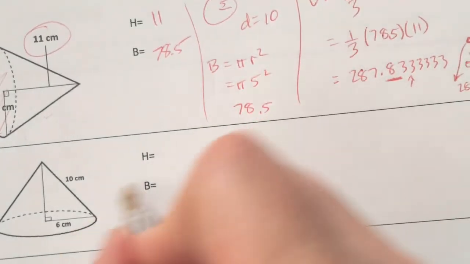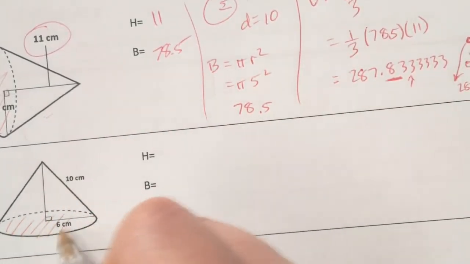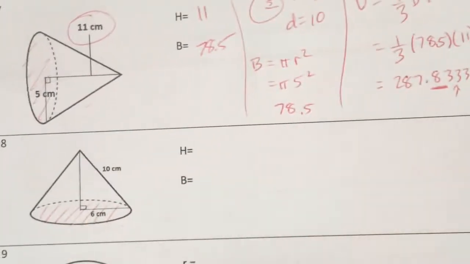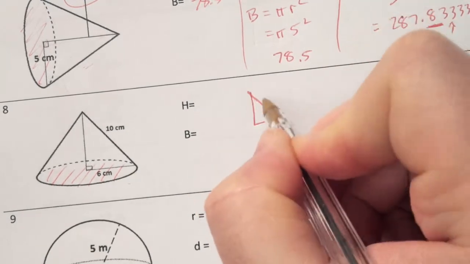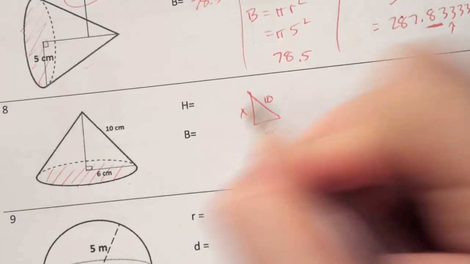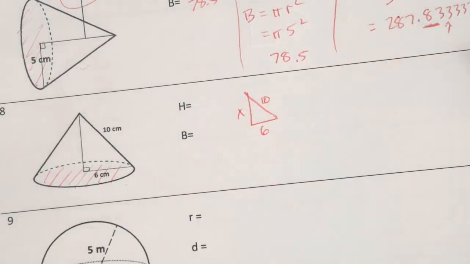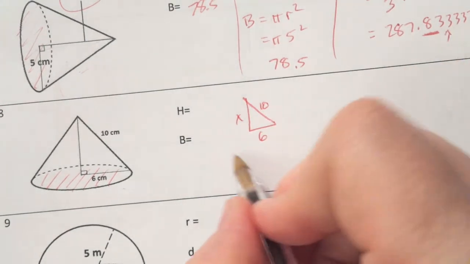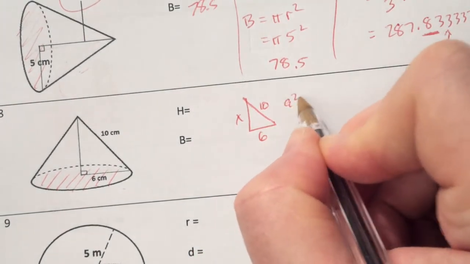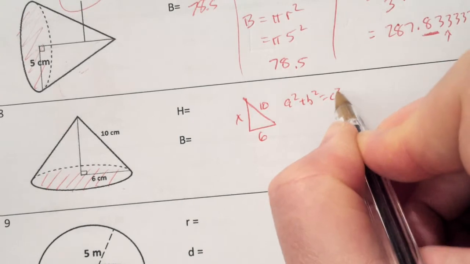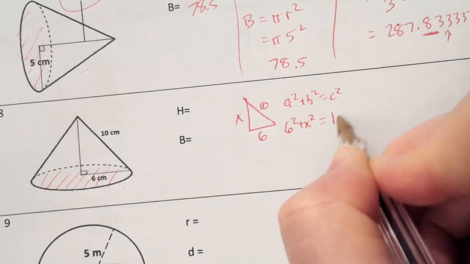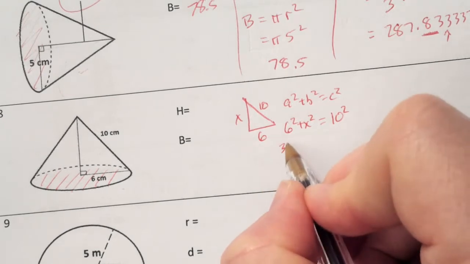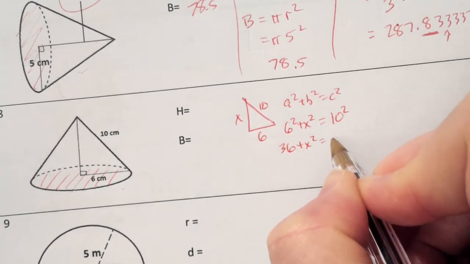Okay, so this next part. This is my base, and I don't have my height. So before I start, I need to do a right triangle where this is 10, this is 6, and this is x, or in other words, my capital H. All right, so a squared plus b squared equals c squared. 6 squared plus x squared, or vice versa, is equal to 10 squared. 36 plus x squared is equal to 100.